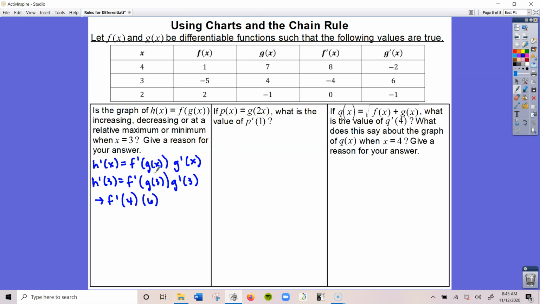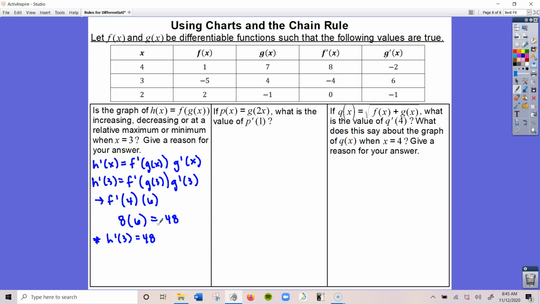Okay, so especially when you're working with composite functions, you have to look at your chart a couple of times, simply because it's f prime of whatever g of 3 was. So now that we have g of 3, I have to find f prime of that value. So I'm looking for f prime of 4, which is 8. So 8 times 6 is 48. Now, my h prime of 3 is equal to 48.